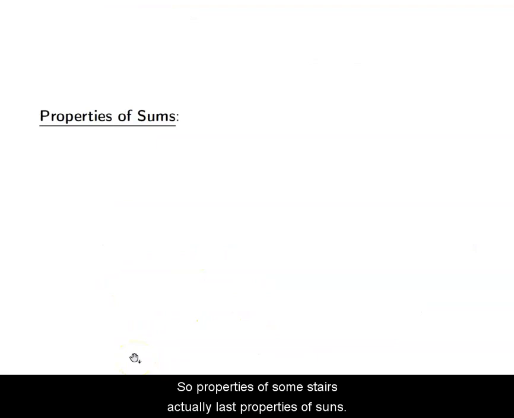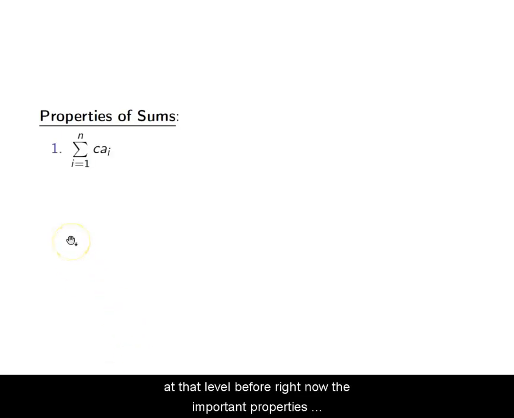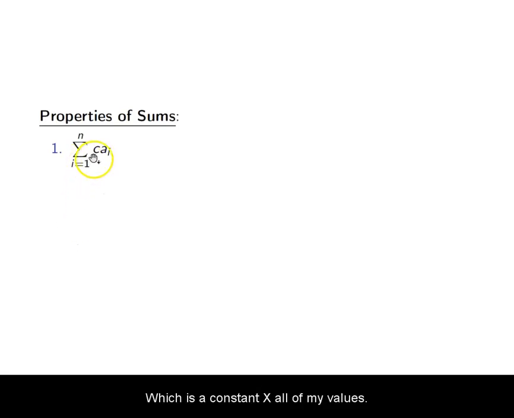So, properties of sums. There are actually lots of properties of sums. Most of them are not necessary for this level of class. If this interests you, you can look at the different properties of sums in a calculus textbook, which will have all of them, used for other things at that level. But for right now, the important properties, there are only 2 of them. The first is that a constant times all of my values is the same as me pulling out that constant.